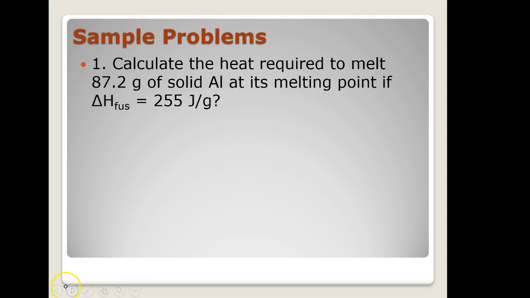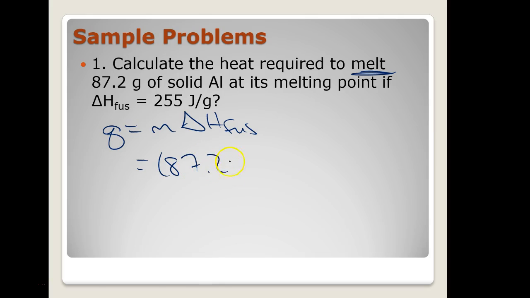So, sample problems, and this is where we're going to start doing some math. Calculate the heat required to melt. That means our equation is Q equals mass times heat of fusion. So Q equals the mass, 87.2 grams, multiplied by 255 joules per gram. All you do is you multiply.